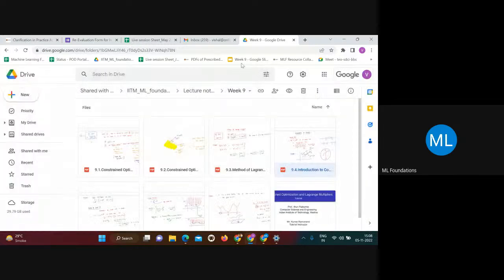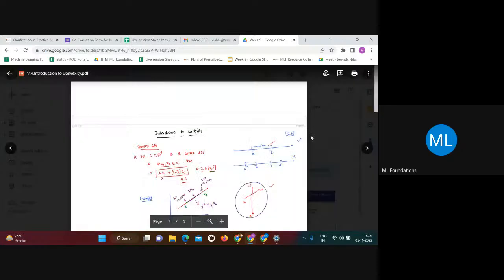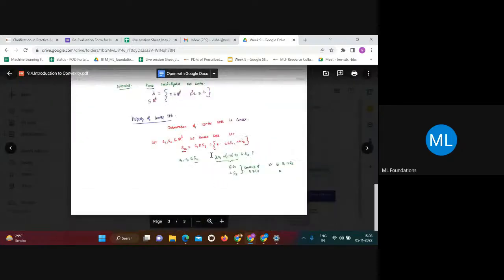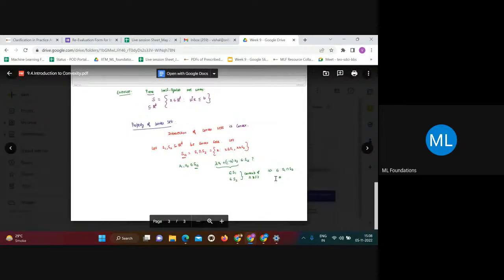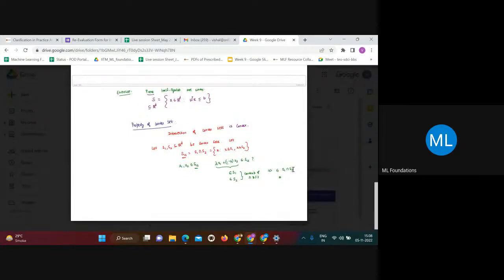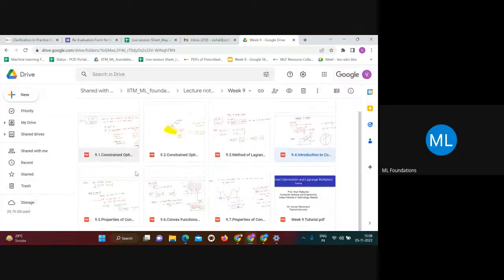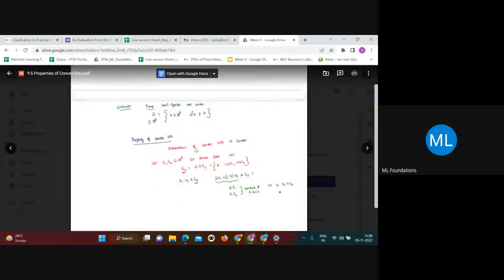And some properties that you can write out: the intersection of two convex sets is a convex set. And this is written here. The property is that if S1 is a convex set and S2 is a convex set, the intersection of both will be a convex set. There are also some properties discussed here.